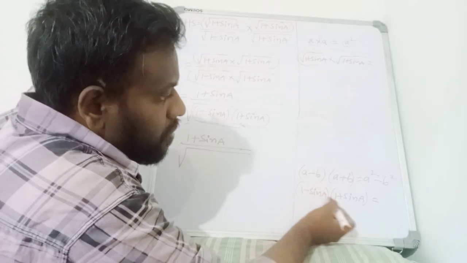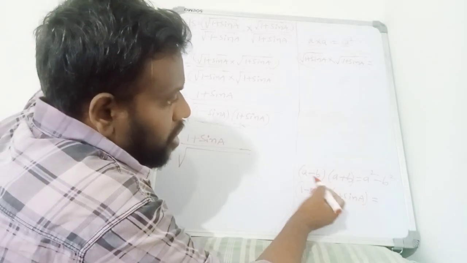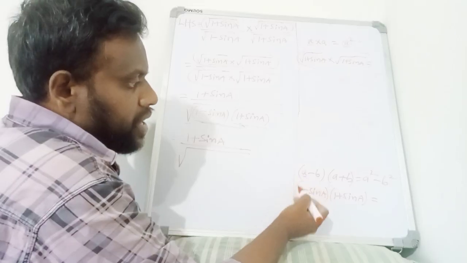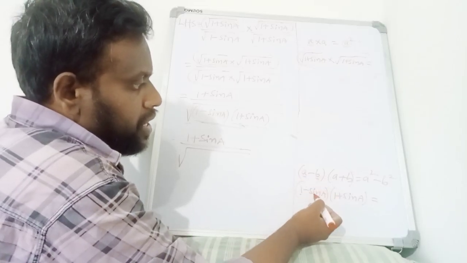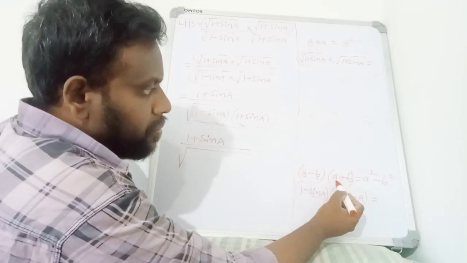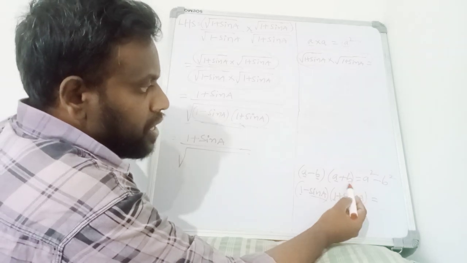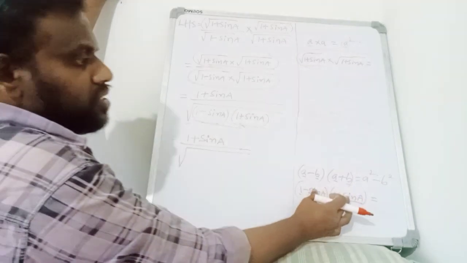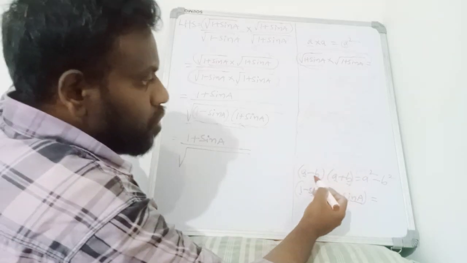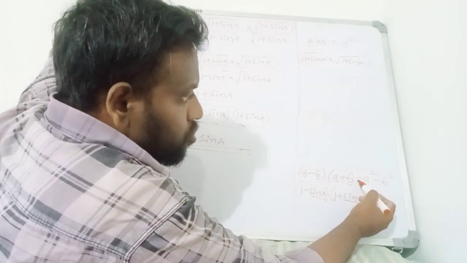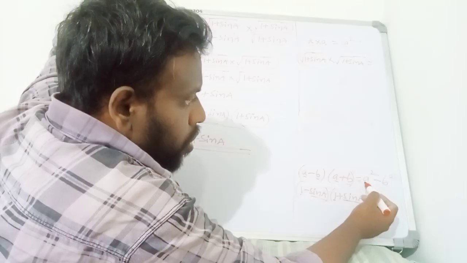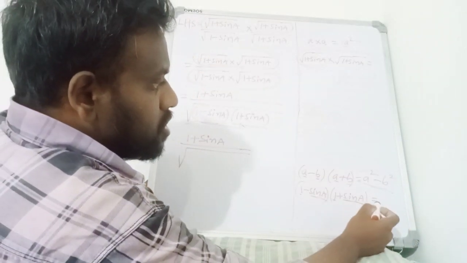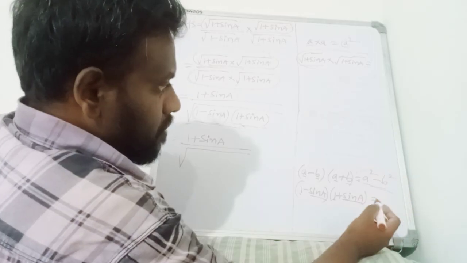See, this (1 minus sin A) into (1 plus sin A) is in the form of (A minus B) into (A plus B). You can see, in place of A we have 1, in place of B we have sin A. Here also, in place of A we have 1, in place of B definitely it should be sin A. So this is in the form of this. So according to this formula, this is equal to A square minus B square.